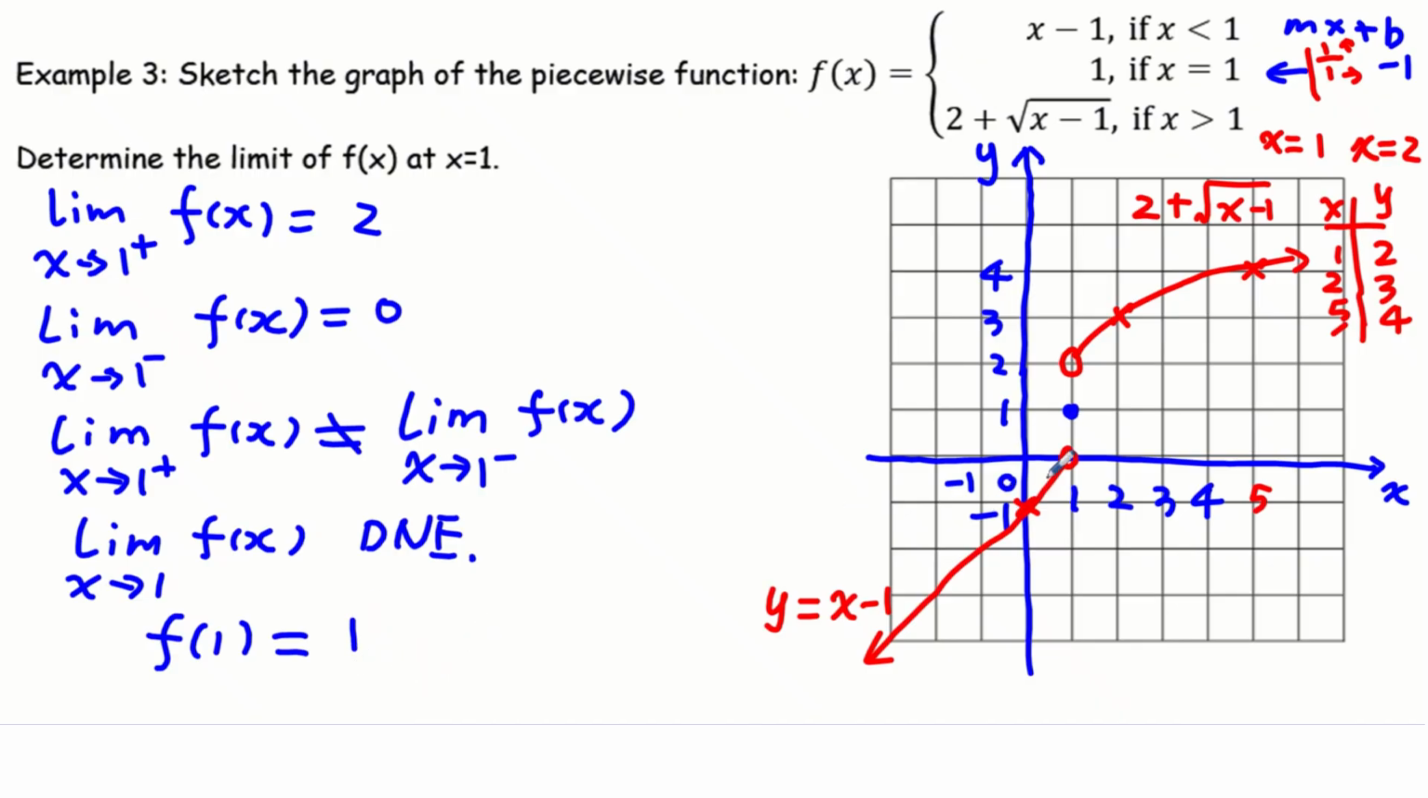So although the limiting value of the function f of x at x equals 1 doesn't exist, the value of the function f of x at x equals 1 exists. It equals 1. The solid dot means that is the value of the function. Open dot means it doesn't exist at that point. Okay, so that is example 3, and we are going to see the next example.